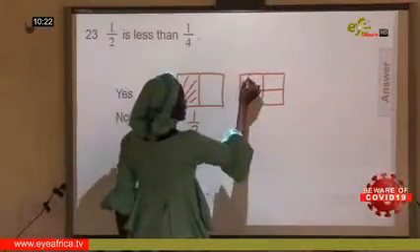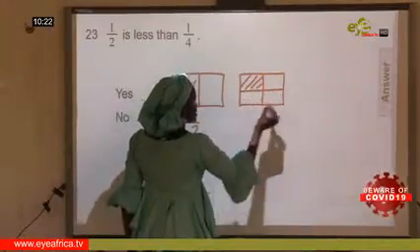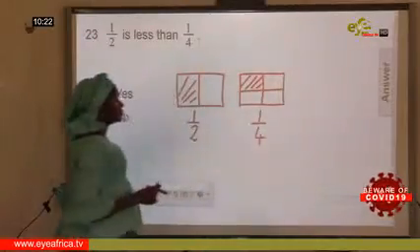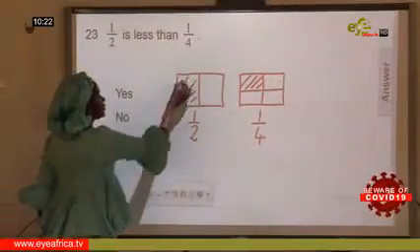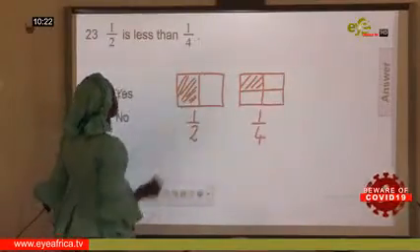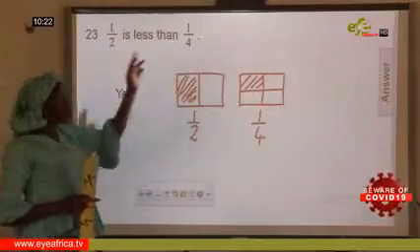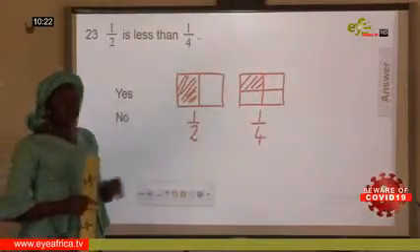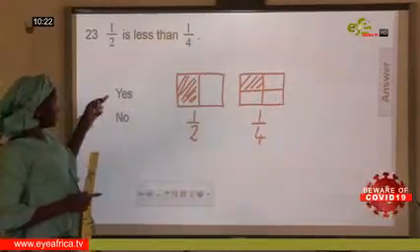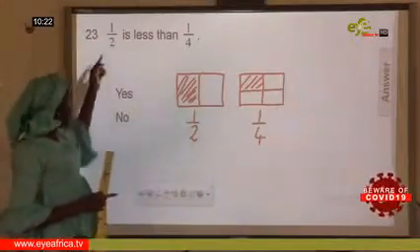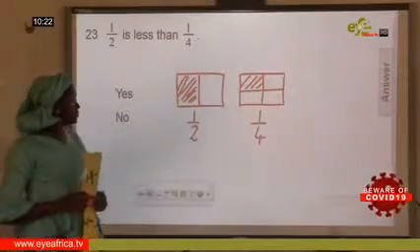And here the same diagram is divided into 4 equal parts. Here only one part is shaded, which is 1/4. So now, the question says half is less than quarter. Is the answer yes or no? By looking at these 2 charts, half is less than quarter.